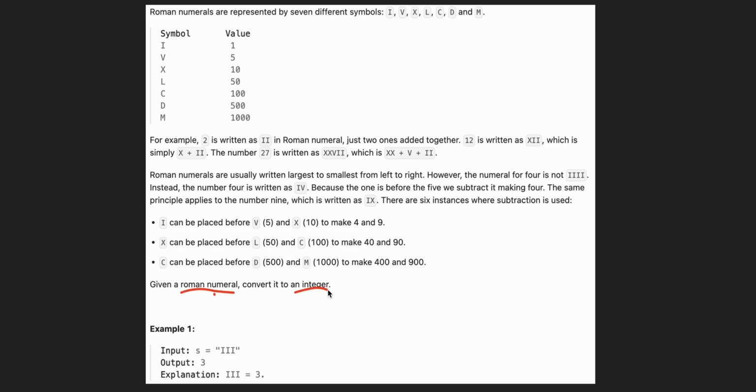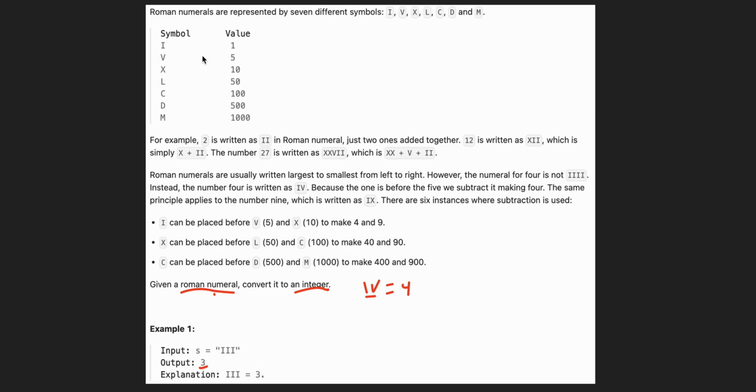Today we have a problem where we are given a Roman numeral and we need to convert that to an integer. For example, let's say that we have IV in Roman numeral, and in integer it equals 4. In the same way, we are given another example, where three I's equal 3. So how are we going to solve this problem?